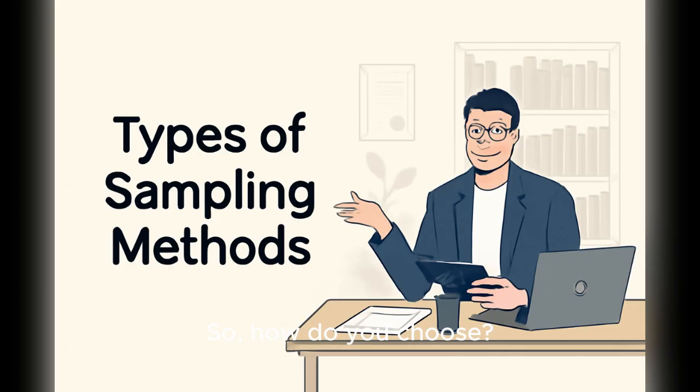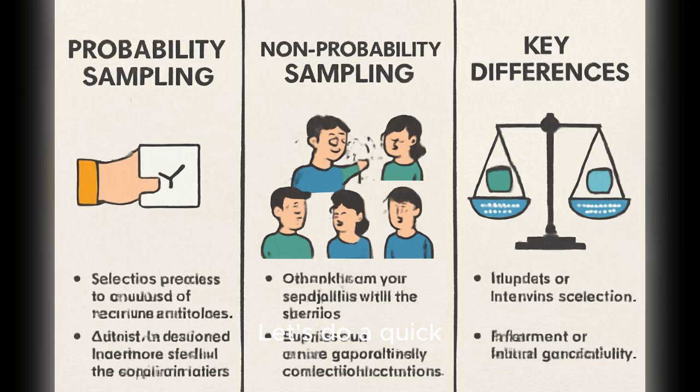So, how do you choose? It all comes down to your research question, your resources, and your goals. Let's do a quick side-by-side comparison. For selection basis, probability sampling is random, while non-probability is subjective. In terms of generalizability, you can confidently generalize from a probability sample to the whole population. With a non-probability sample, you really can't.